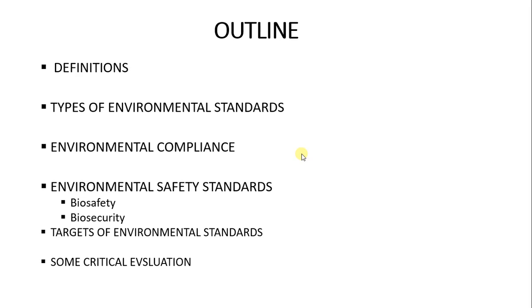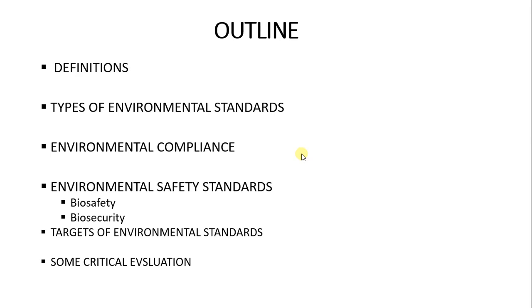So the types of environmental standards we have discussed, we have mentioned three of them in particular: the ambient standards, the emission standards, and the technology standards. Please try and know the difference between the three and try and get more information on each of them. So let's get to the next outline.